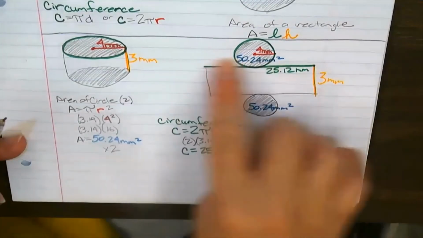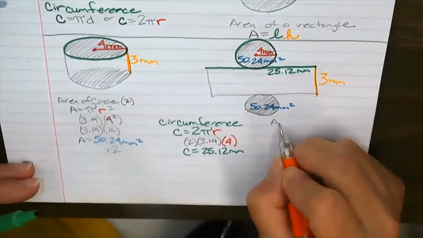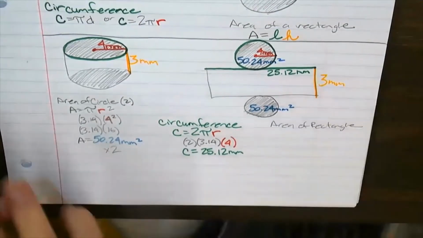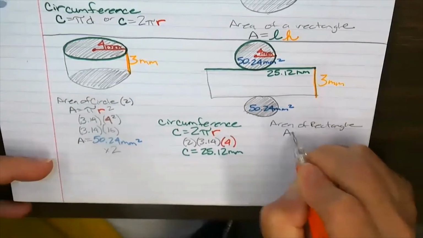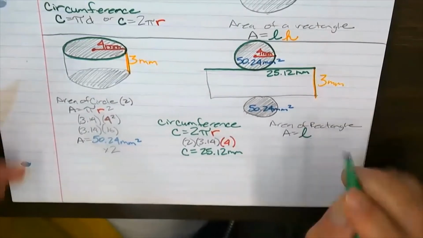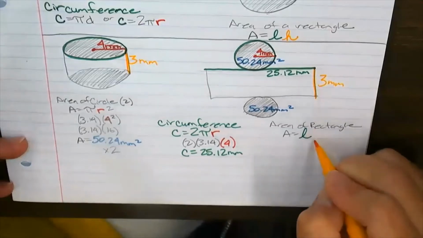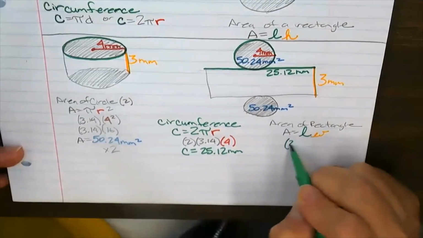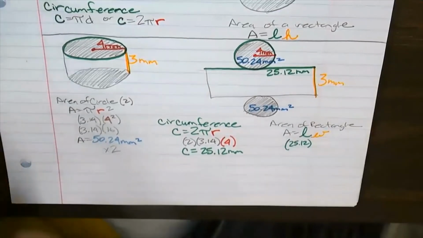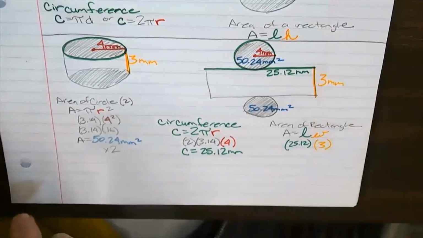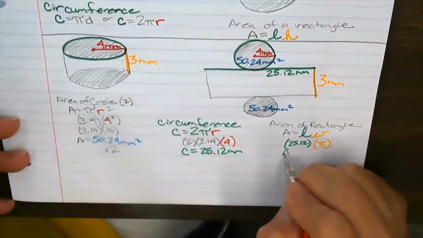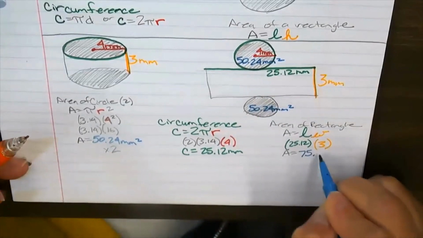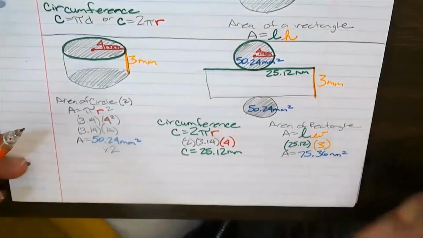Now I can find the area of my rectangle. So we want to find the area of the rectangle. And the area of the rectangle is the length times the width or height. So now it's substitution. 25.12 times 3. And I'm going to put that into the calculator. The area of the rectangle is 75.36 millimeters squared.